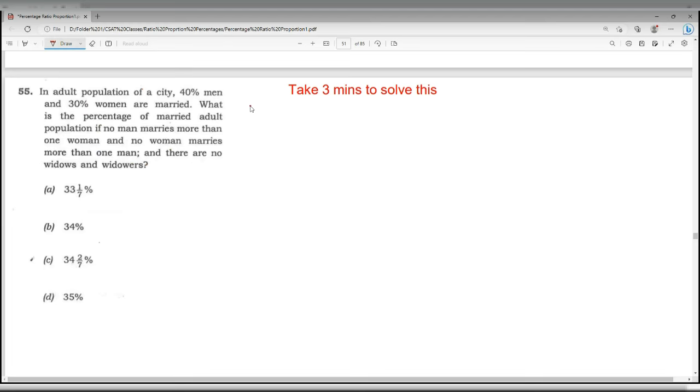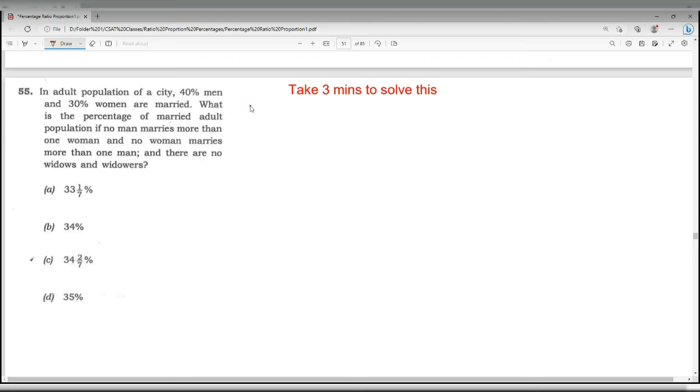So what they're saying is, in the adult population of a city, 40% men and 30% women are married. What is the percentage of married adult population if no man marries more than one woman and no woman marries more than one man and there are no widows or widowers? So 40% of the men are married and 30% of the women are married, and no man marries more than one woman and no woman marries more than one man, and there are no widowers, or there are only couples here.